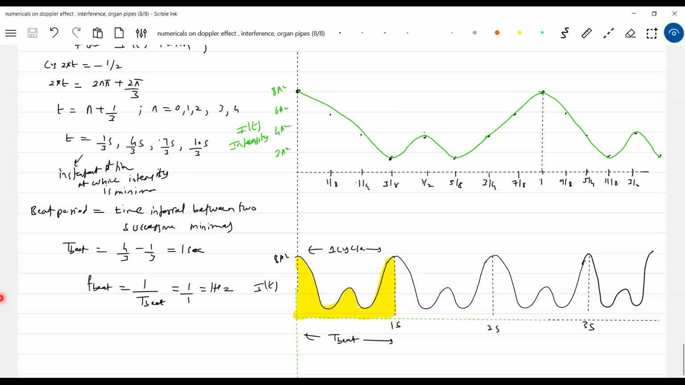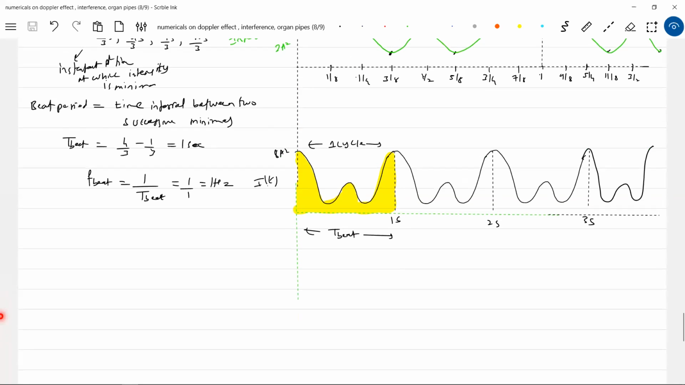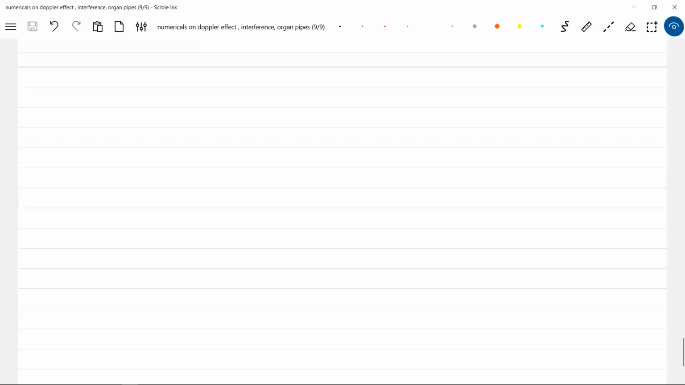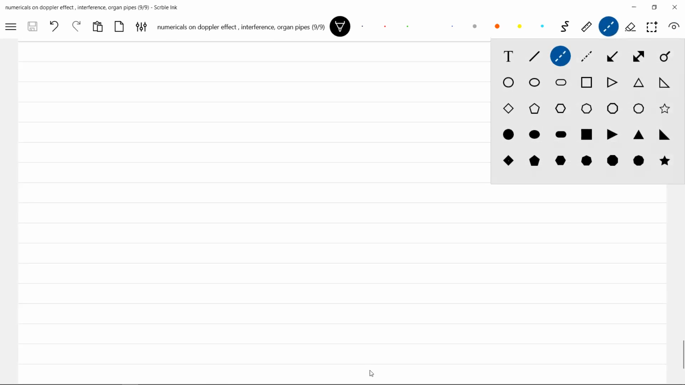Okay, let me take the next sum. You can do it for any number, four sources also if you want to try it. Okay, let's now take some interference.